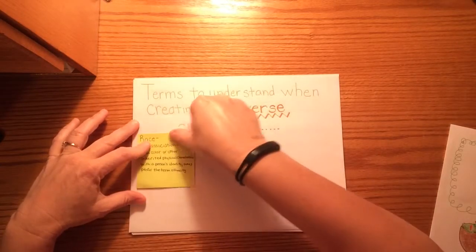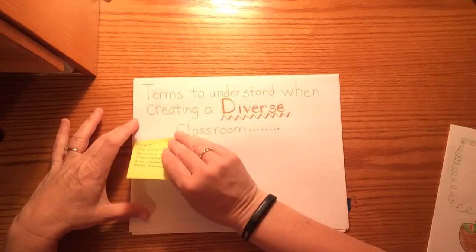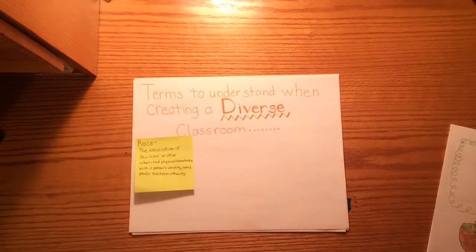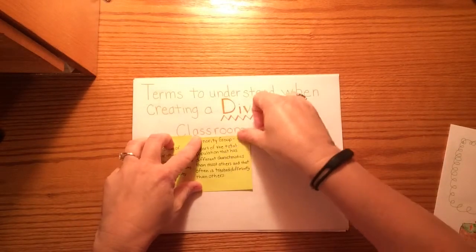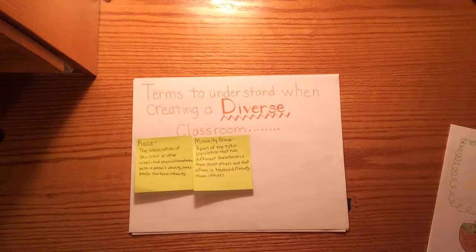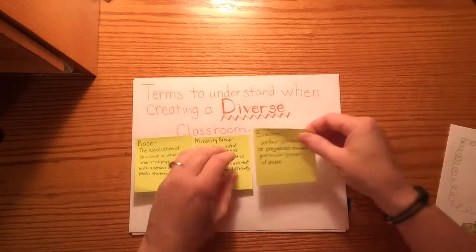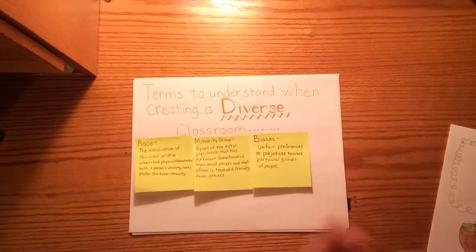And the first one is race. The association of skin color or other inherited physical characteristics with a person's identity. Many people prefer the term ethnicity. Minority group. A part of the total population that has different characteristics than most others and that often is treated differently than others. Biases. Unfair preferences or prejudices towards particular groups of people.